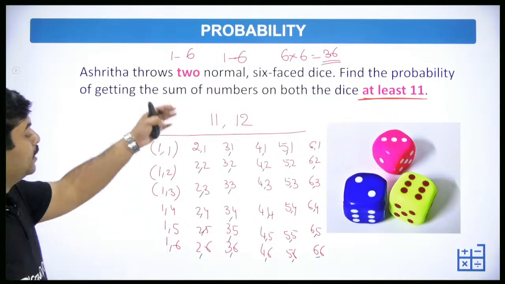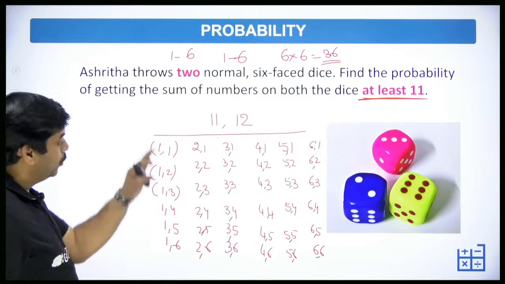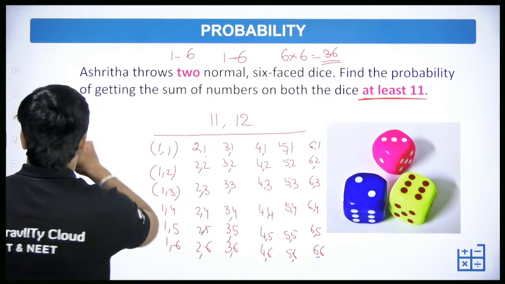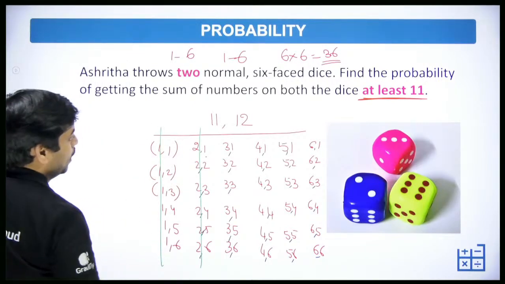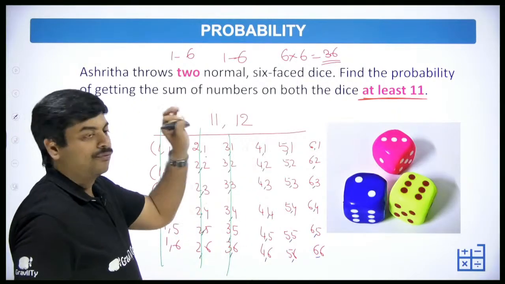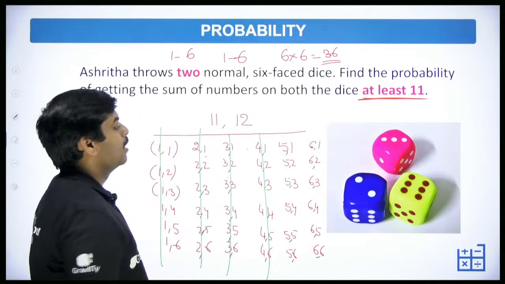So where we get the count as 11 or 12: 1 plus 1 is 2, 1 plus 6 is 7, so we don't get anything here. 2 plus 1 is 3, 2 plus 6 is 8, no. Let me cancel those, which are not possible. 3 plus 1 is 4, 3 plus 6 is 9, no. 4 plus 1 is 5. 4 plus 6 is 10. Still we didn't reach 11.